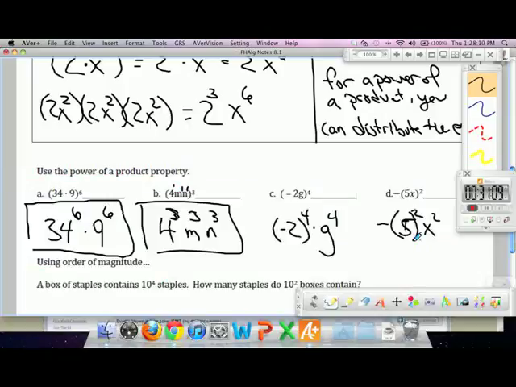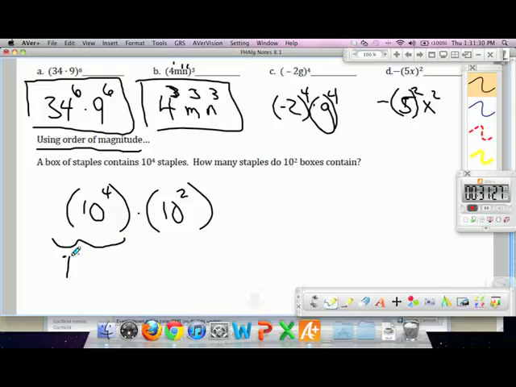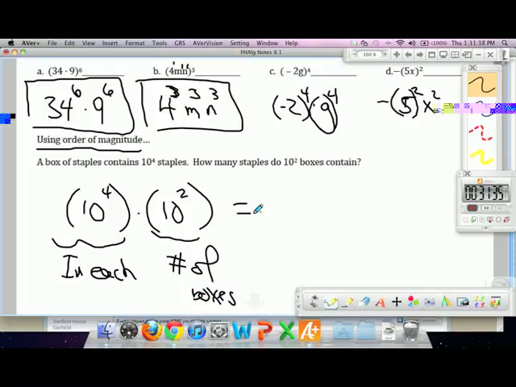Okay. I'm using order of magnitude. If I have 10 to the 4th boxes, 8 staples in each box, and I have 10 to the 2nd boxes of staples, how many staples do you have total? Well, this is just that first property, and it's exactly what Jack just said. 10 to the 4 plus 2. How much would that be? 10 to the 6 staples.